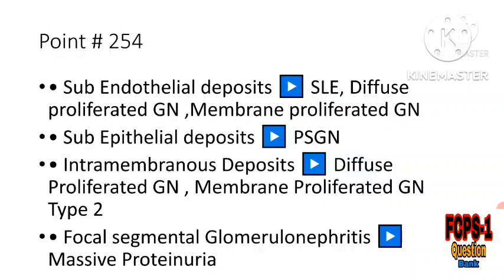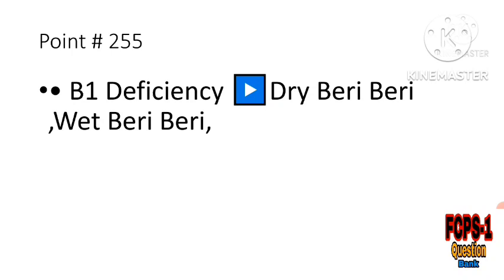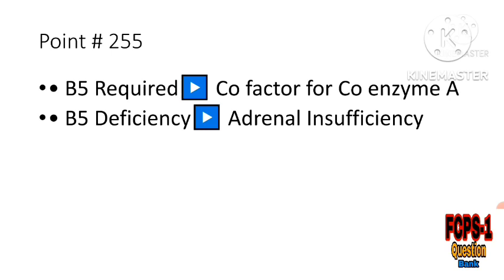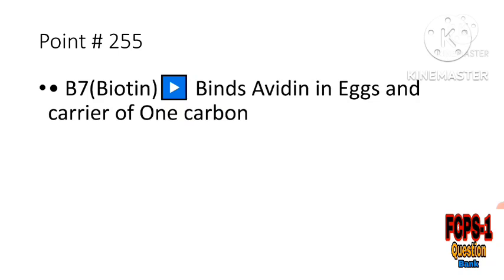Each line is an MCQ. Point number 255, vitamin B1 deficiency occurs in beriberi, dry beriberi as well as wet beriberi. And vitamin B2 deficiency causes vascularization in the cornea. And vitamin B3 deficiency causes pellagra. Pellagra is a combination of diarrhea, dementia, and dermatitis. Next, vitamin B5 is required as a cofactor for coenzyme A. And vitamin B6 deficiency causes adrenal insufficiency. Next, vitamin B7 is biotin.